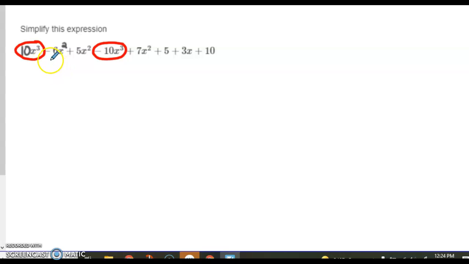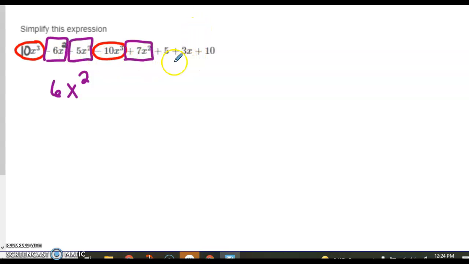Now we're going to look at our x squareds. We have a negative 6x squared, positive 5x squared, positive 7x squared, and that's it. So let's combine those. You would just need to do negative 6 plus 5 plus 7. You can do it in your calculator or your brain. Negative 6 plus 5 would be a negative 1 plus 7 would give us a positive 6x squared.